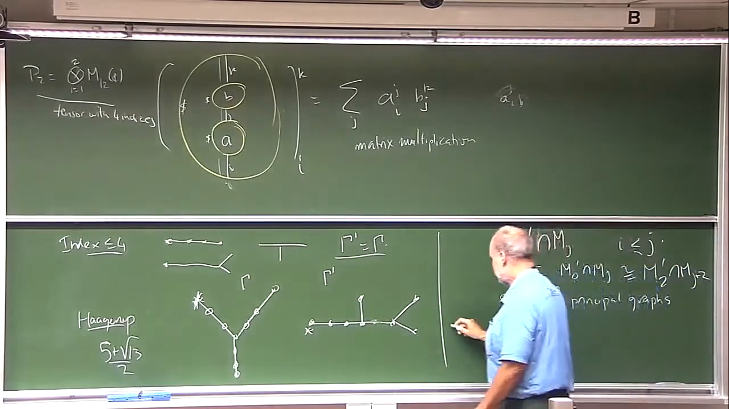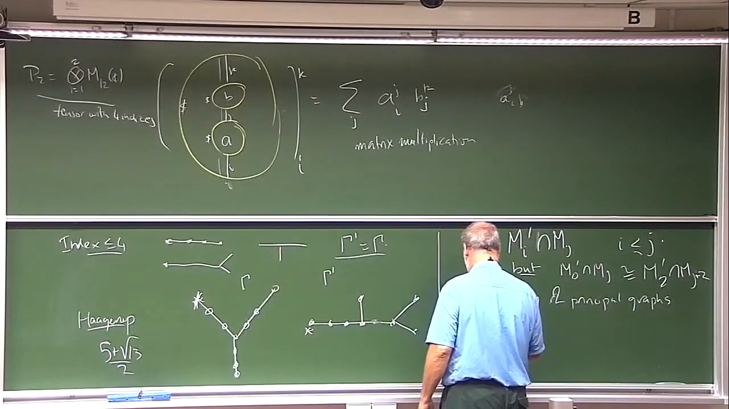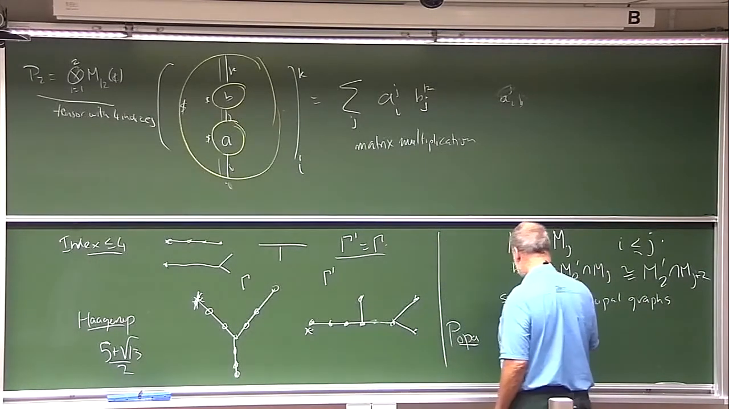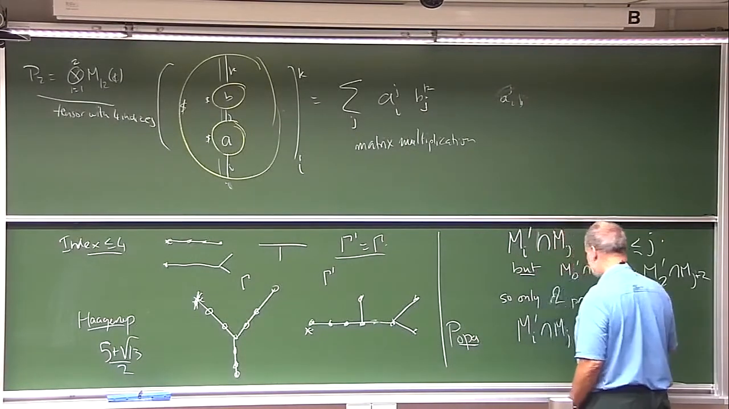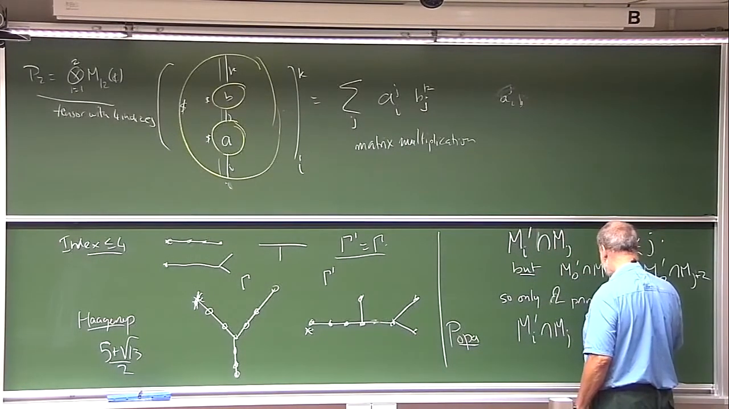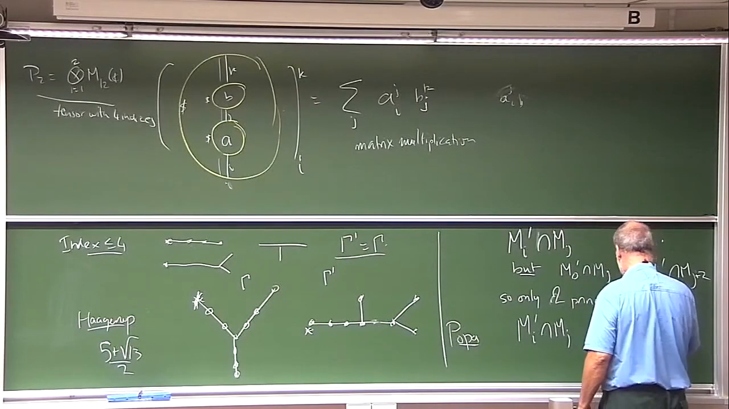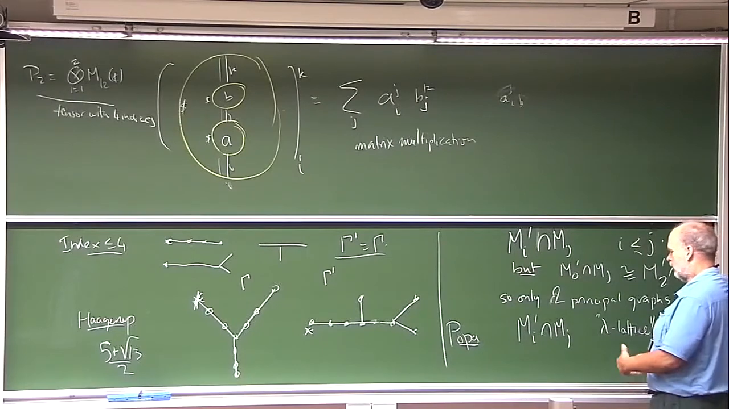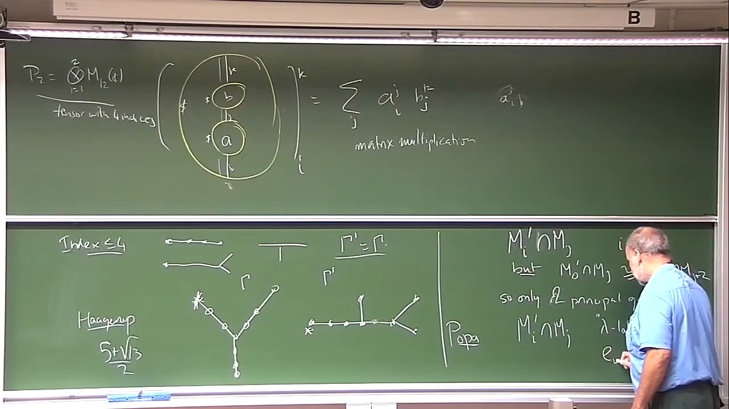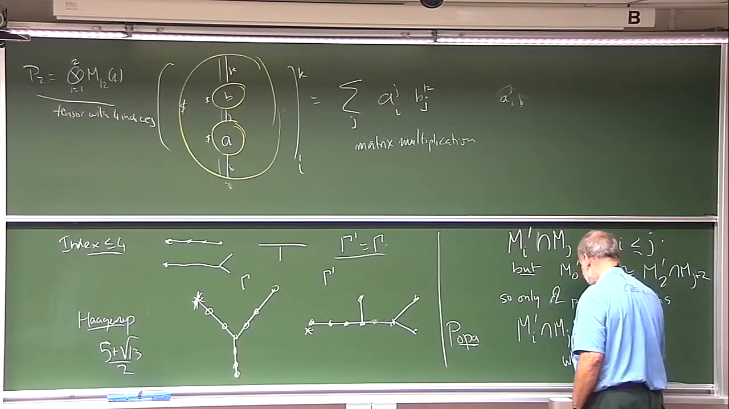And Popa has axiomatized this whole structure, in which he calls these algebras Mi prime intersect Mj a lambda lattice. And they have various axioms. He also needs, part of the structure is where the EIs sit.